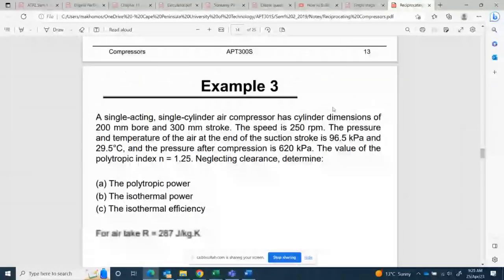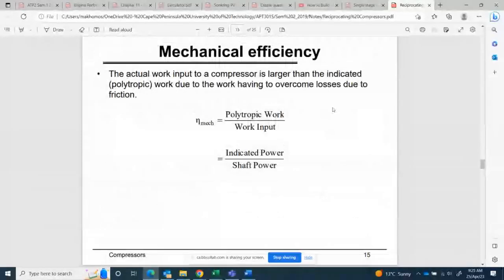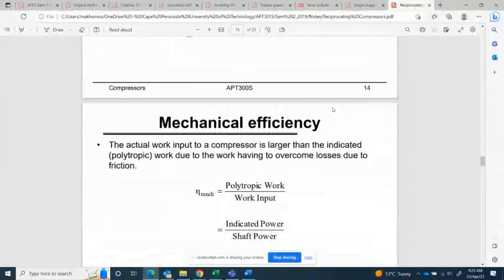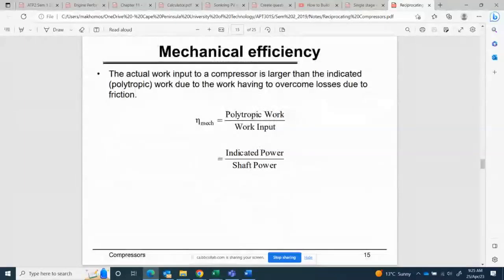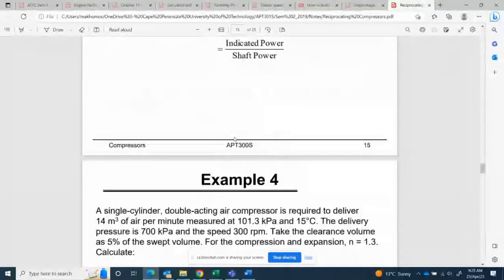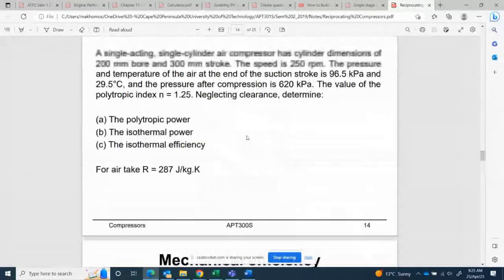Okay, so here are examples and the mechanical efficiency. The mechanical efficiency is going to be what? Polytropic compressor work divided by work input. Work input is coming from the shaft. It's the indicated power divided by shaft power. That gives us the mechanical efficiency. We will explain this mechanical efficiency when we start solving problems.